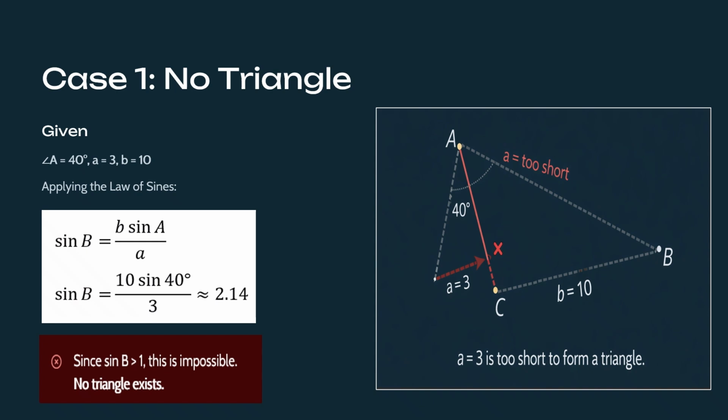Think of it like trying to connect two sticks with a hinge. If one stick is way too short, it simply won't reach the other side, no matter how you try. That's exactly what's happening here. Side a is too short to form a triangle.